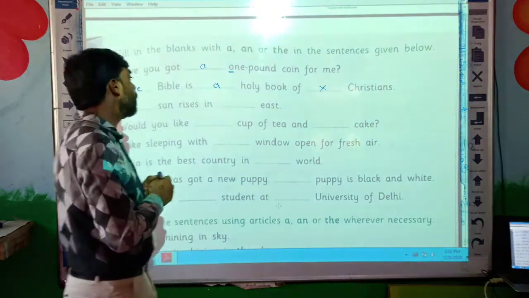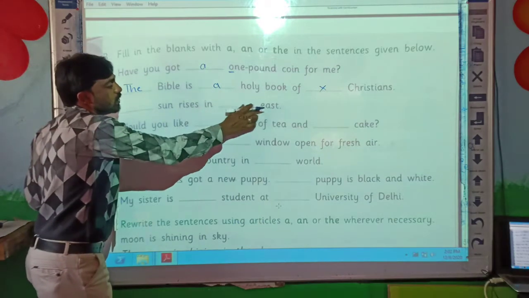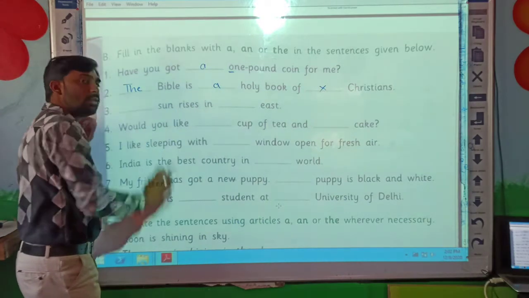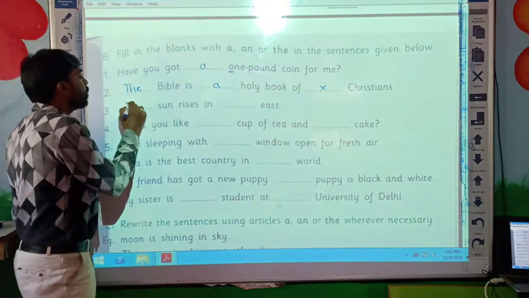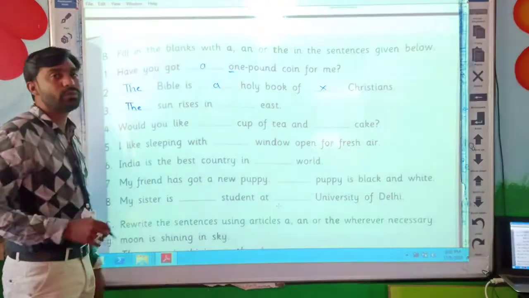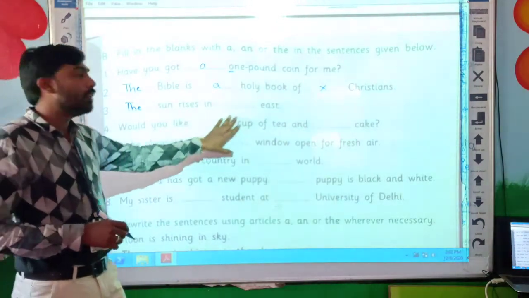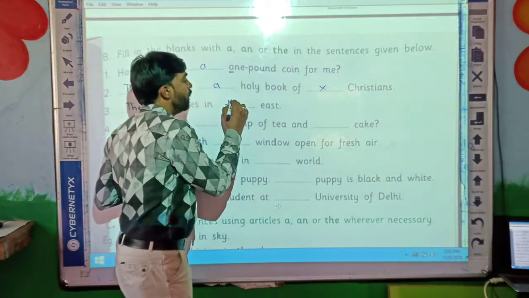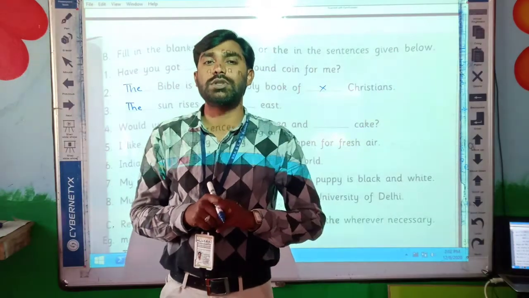Why? Because it is plural and this name is considered for the whole community, the whole religion, Christians. Now third one, sun rises in east. So before sun we should take the article the. Why? Because it is one thing in the world. The sun rises in the east. Again, why the east? So students, before the name of a direction we use the.